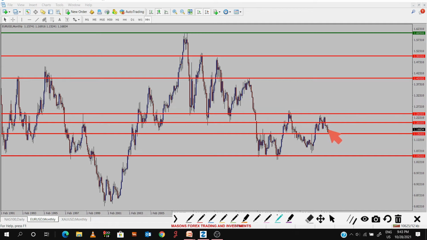Let's look at another example. Let's just say price pushes higher and reaches this level, gives us a red candle or red rejection bar followed by an engulfing bar, which is also red. We could say price could move back to 1.20000.